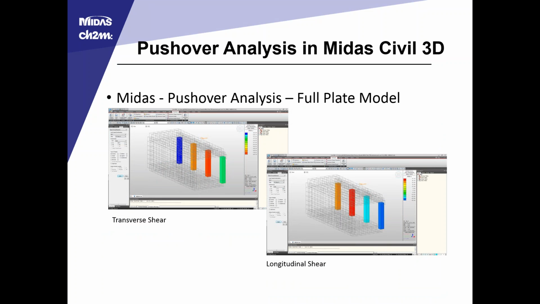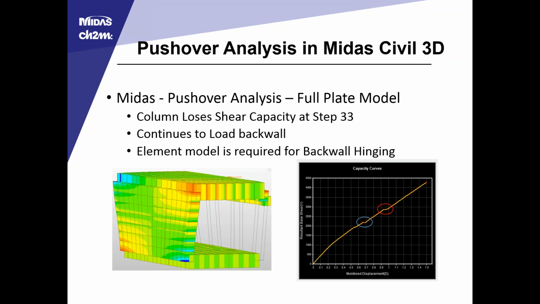This is just a slide to show that there was shear in both the transverse and the longitudinal direction with the full plate model, as we would expect with that torsional eccentricity. And here's the deflected shape with the full plate model, zoomed in a little bit more on the two locations where the columns began to lose their shear capacity, right around that step 33. After that happened, the back wall continued to take load.